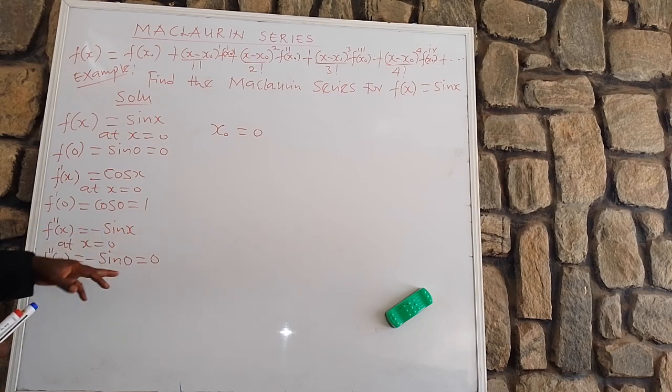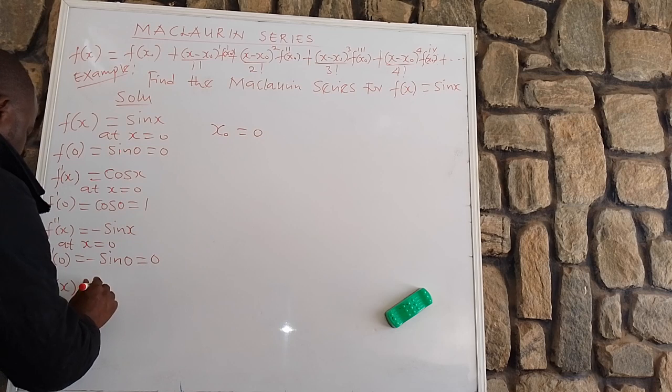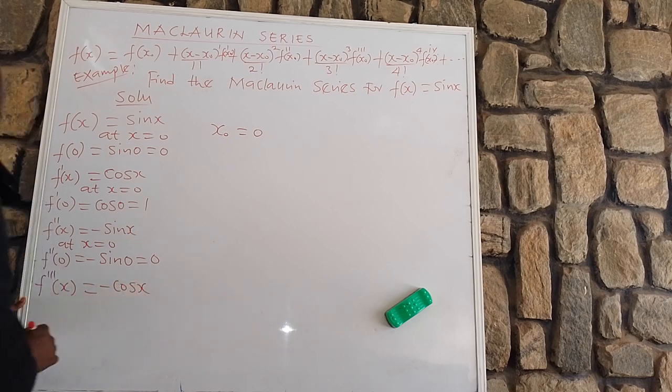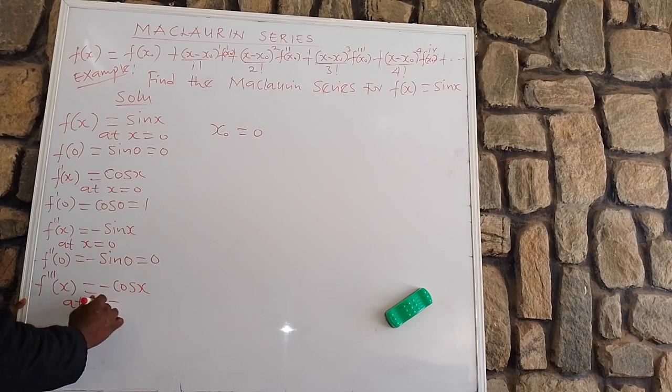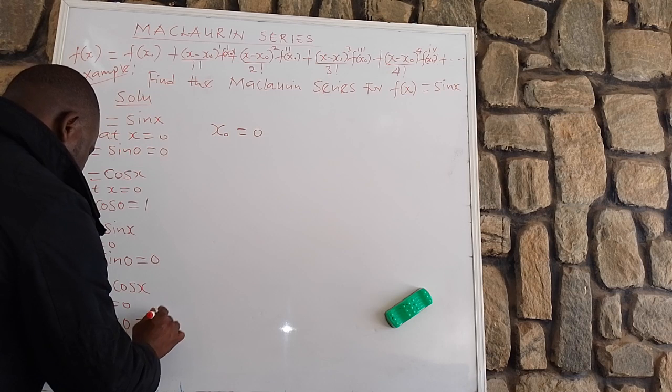Then let us obtain our f triple prime. How can we obtain our f triple prime? We obtain it from f double prime of x here. So our f triple prime of x will now be, if you differentiate minus sine x, you are going to have minus cos x, isn't it? Then at x equals 0, our f triple prime of 0 will now be minus cos 0, because anywhere you see x, you substitute in 0. Cos 0, you know, is 1. Then 1 times minus 1 is minus 1.